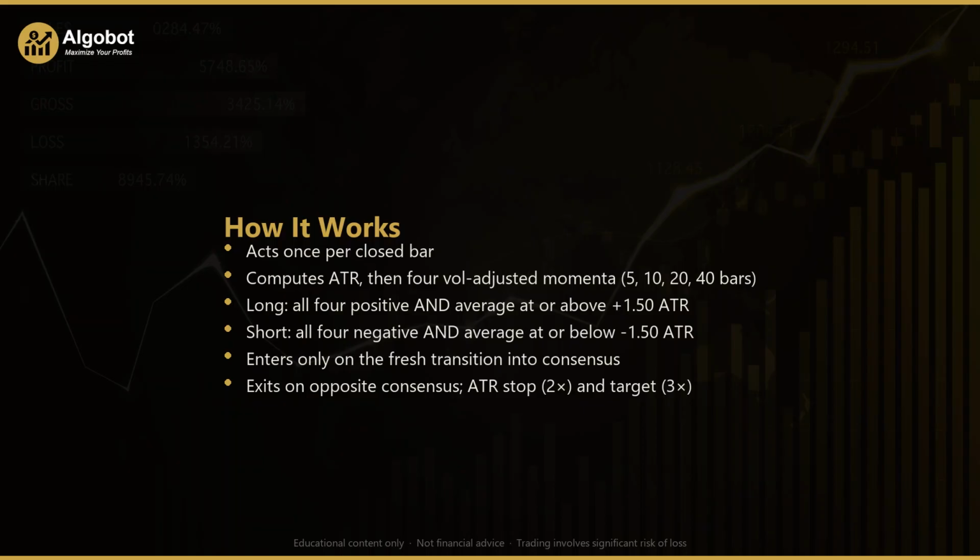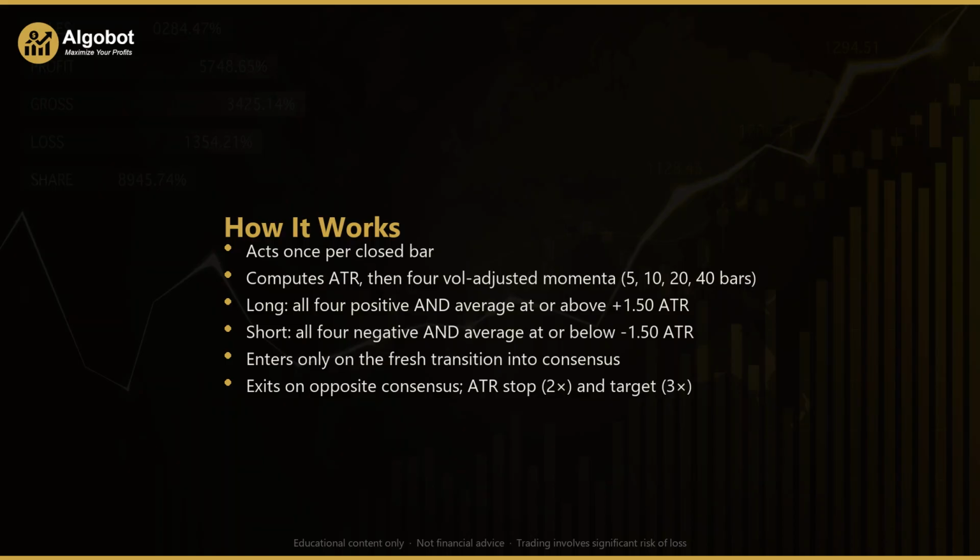Let's walk through the exact logic, step by step. The expert advisor works on closed bars, so it evaluates its rules once per completed candle rather than on every tick. That keeps the signal stable and avoids reacting to noise inside a forming bar. First, it calculates the average true range over the chosen period, 14 bars by default. This single number does 2 jobs. It normalizes the momentum readings, and it sets the distance of the stop loss and the take profit later on.